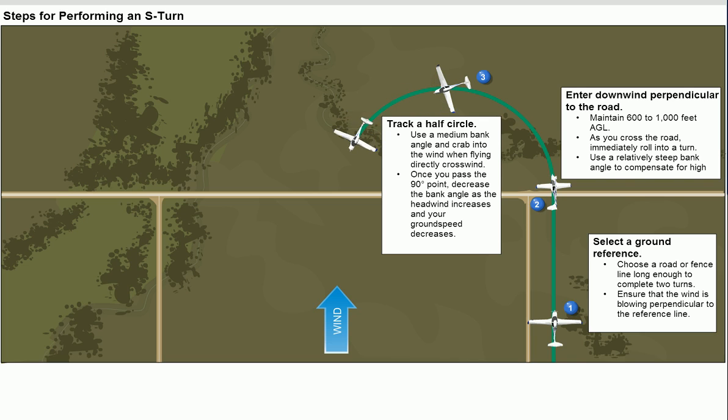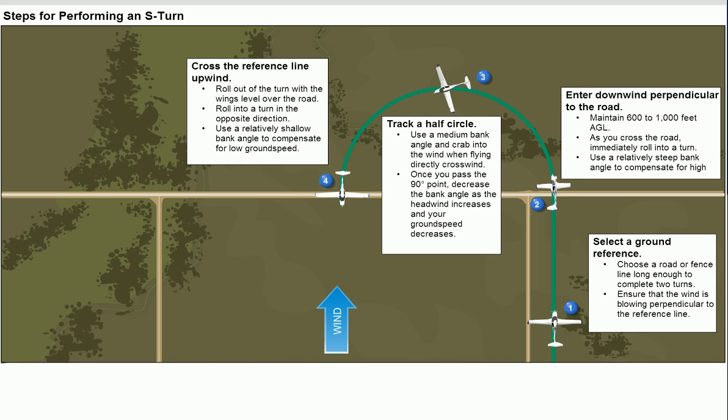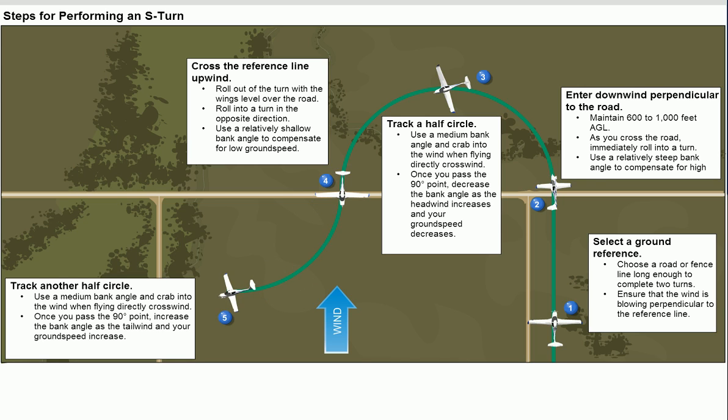As you complete 180 degrees of turn, cross the reference line upwind. Roll out of the turn with the wings level over the road. Roll into a turn in the opposite direction. Use a relatively shallow bank angle to compensate for low ground speed. On the other side of the road, track another half circle.